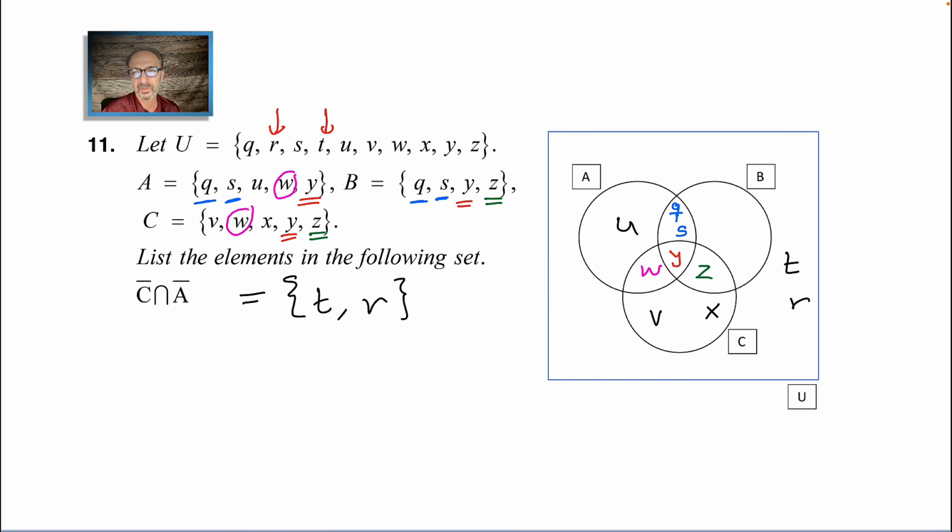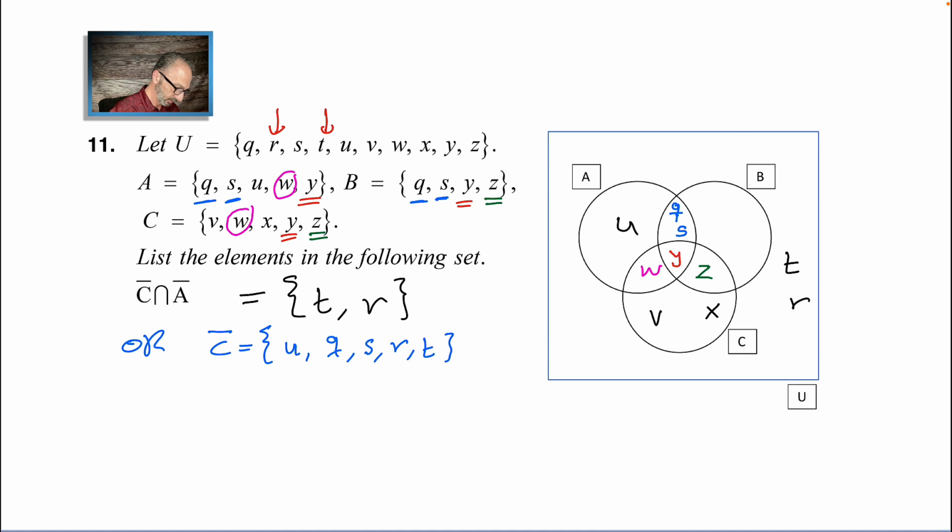Let's say you don't want to do the Venn diagram and you want to do it a different way. Here's another option. We know that C equals V, W, X, Y, and Z. So C complement will be everything outside that. So to do that, we have U, Q, S, R, and T. That's everything but not C.